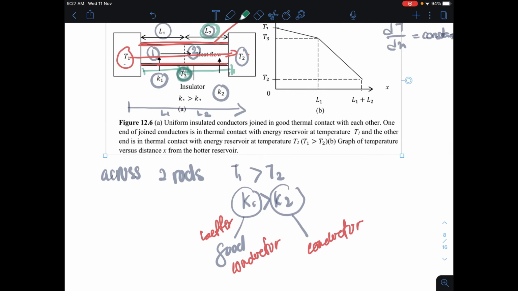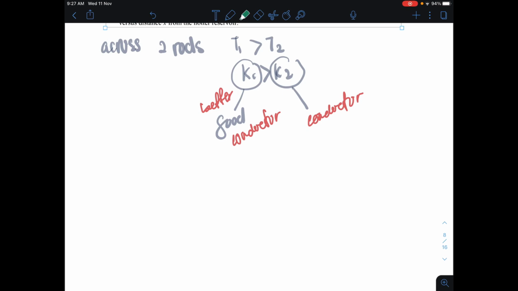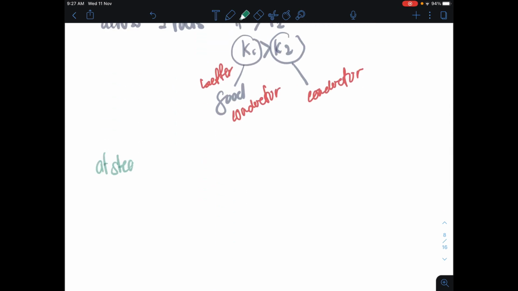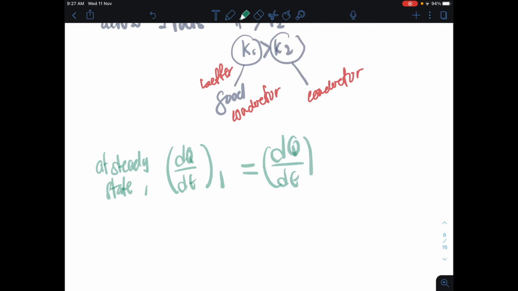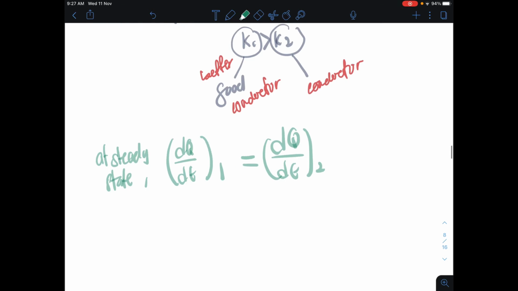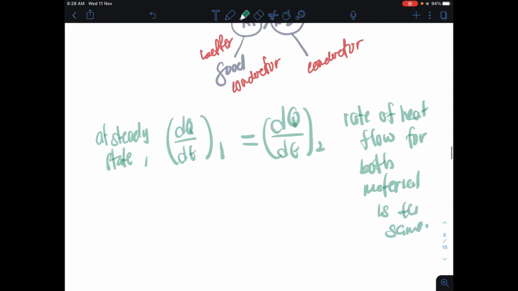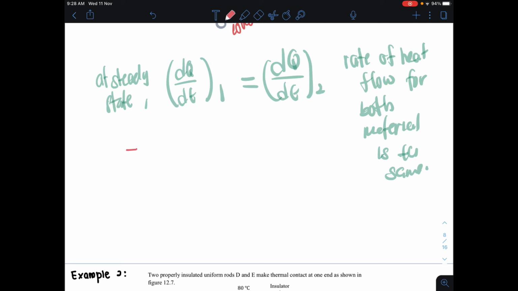Okay, so apa yang akan jadi dekat sini adalah, so kita tahu at steady state, the rate of heat flow dekat sini sebab dua-dua constant, dua-dua constant sebab dua-dua insulated dekat sini. So at steady state, my rate of heat flow of material 1 is going to equal my rate of heat flow of material 2. Maksudnya kadar penurunan untuk rod pertama akan sama dengan kadar penurunan heat untuk rod kedua juga. Okay, so the rate of heat flow for both material is the same.